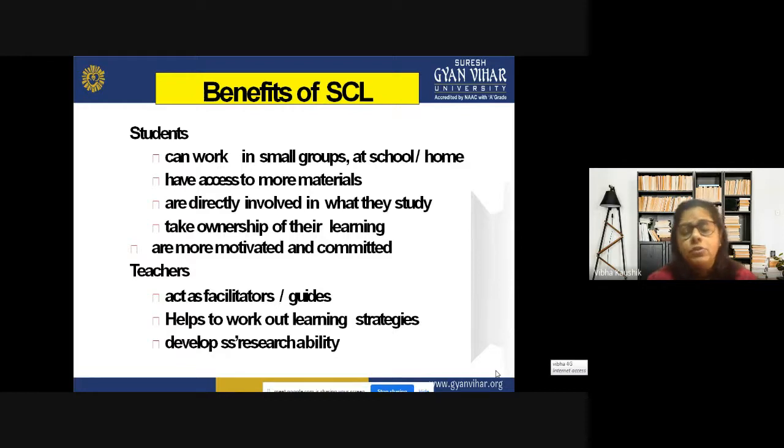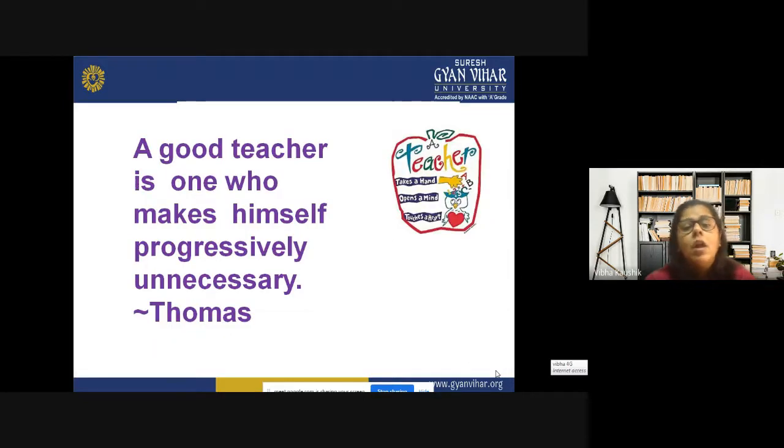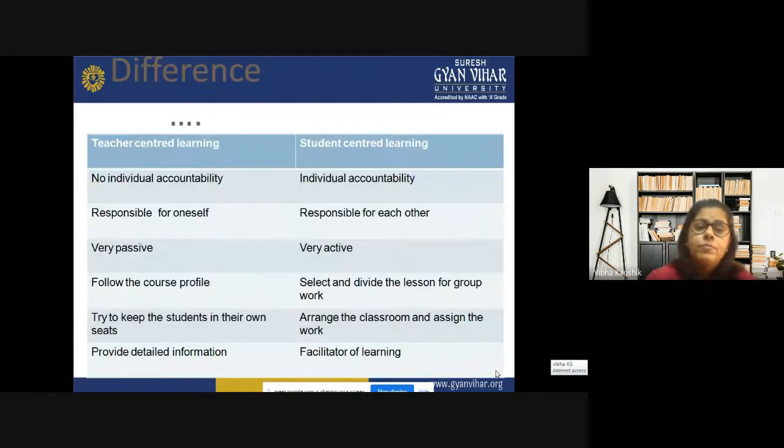It develops student research ability. When students are involved themselves in the discovery of knowledge, in searching for new knowledge, then it will develop the research ability among students. A good teacher is one who makes himself progressively unnecessary. This is the definition of a teacher who becomes progressively passive under different circumstances, and this definition was given by Thompson.